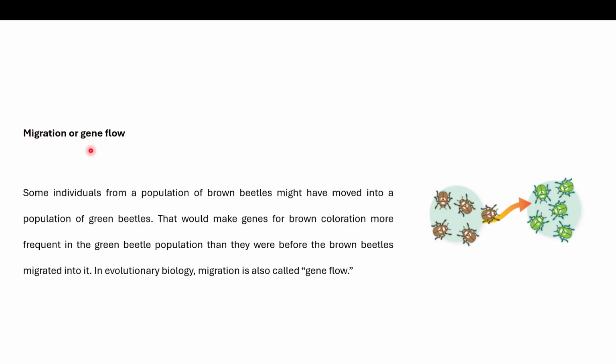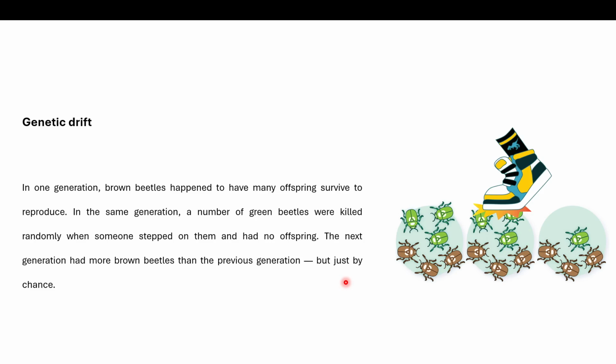Another is migration or gene flow. Some individuals from a population of brown beetles might have moved into a population of green beetles. That would make genes for brown coloration more frequent in the green beetle population than they were before the brown beetles migrated. In evolutionary biology, migration is also known as gene flow.